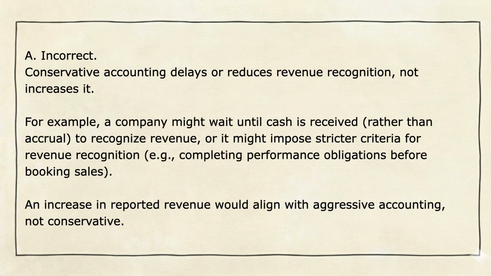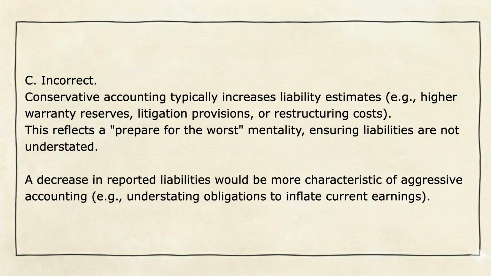A. Incorrect. Conservative accounting delays revenue recognition, unlike aggressive accounting, which increases it. C. Incorrect. Conservative accounting increases liability estimates, while aggressive accounting decreases them.